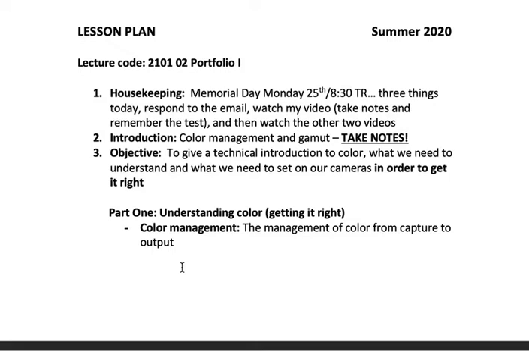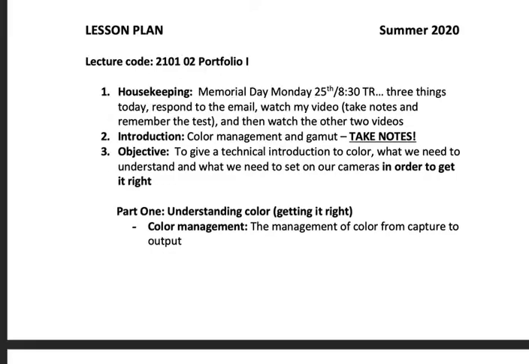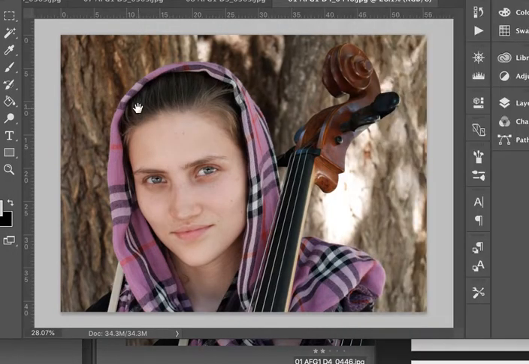And in the course and in your visual theory class as well, we're going to be thinking about color both technically and creatively, how we can use color in our photographs. The objective today, to give a technical introduction to color, what we need to understand and what we need to set on our cameras in order to get it right. And getting it right is really the thing that we want to be thinking about. Getting it right is really important. When we get it wrong, color can look awful.